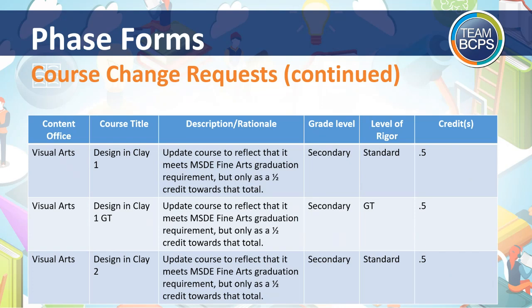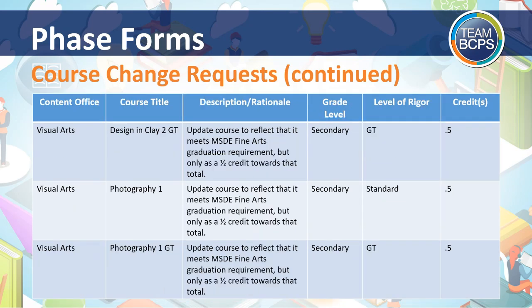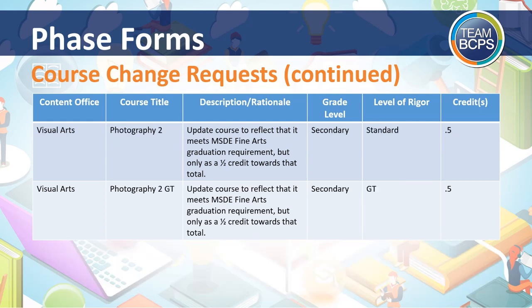And then part of the high school fine arts credit, students, as you probably are aware, have a requirement from MSDE to earn a 1.0 fine arts credit. And so we were making updates to some of our visual arts courses, specifically in design and clay, to reflect that this can be a part of that full credit they need to earn in fine arts, but it only counts as a half of that total. So this would expect students to take maybe multiple courses in fine arts to earn that credit. Next slide. You can keep going because this is very similar. Same thing with photography. All right, next slide.